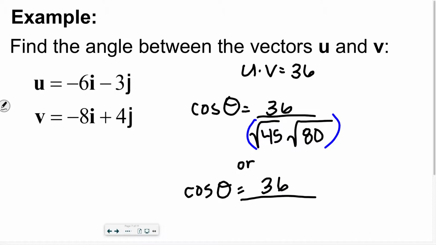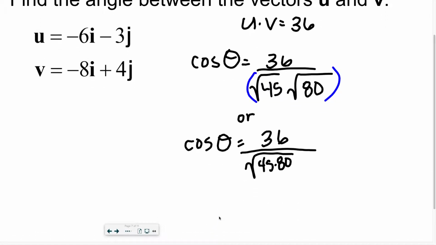Properties of radicals says the square root of 45 times the square root of 80 is really the square root of 45 times 80. So I could just do one radical and then I don't need parentheses. See if you can type this in, and you have to use inverse cosine. See if you can get the same angle as me.